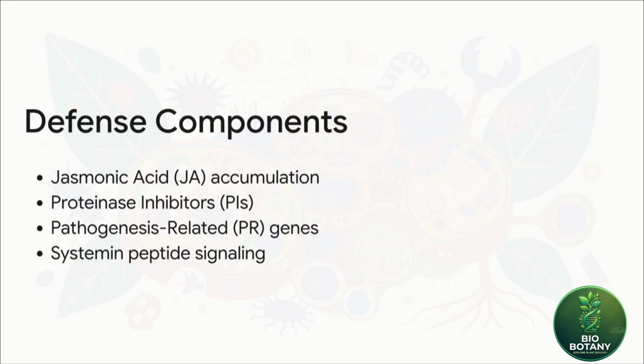The plant also fires up pathogenesis-related genes to prep for any potential secondary infections from bacteria or fungi that might try to sneak into the wound. And finally, a specific peptide called cysteamine helps amplify this entire defense signaling process.